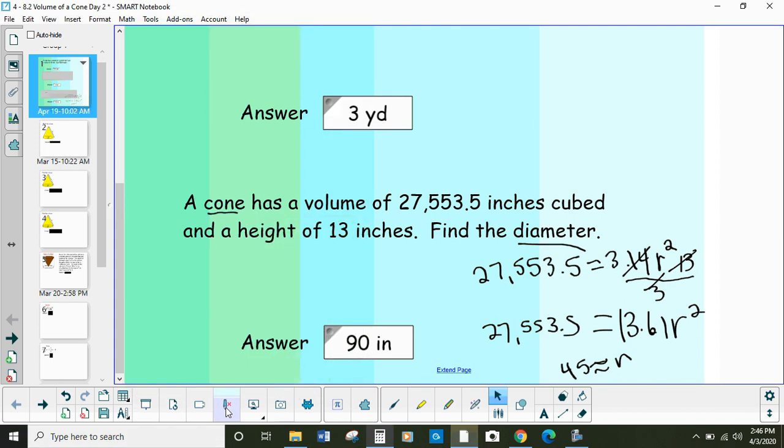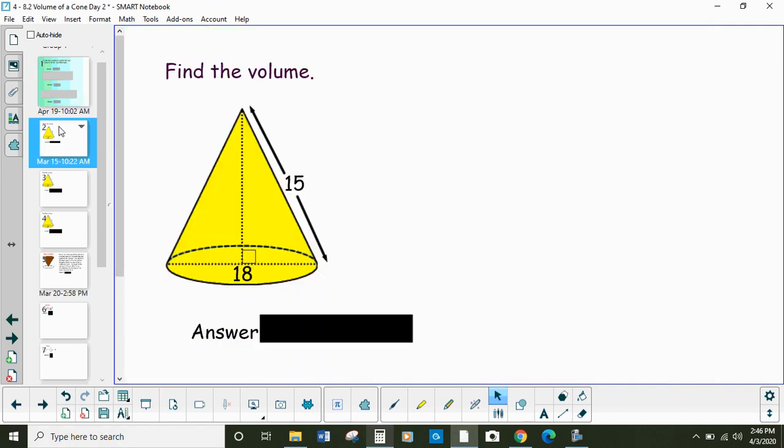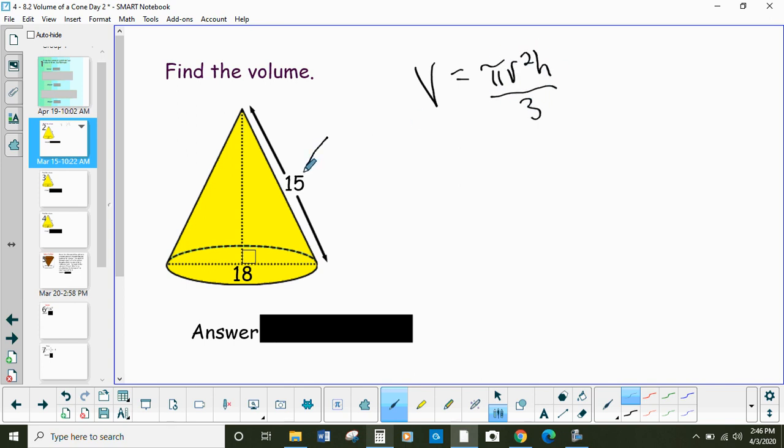Okay, so let's go ahead and look at our next new type of question. Looks like the one that we did a couple days ago, but it's not. This time we have what's called the slant height. The formula for the volume of a cone is pi r squared h all divided by 3. But this is not the height. This is the slant height. It's on the side. This is what you would use for surface area. But we could use that to get our height, our h from the formula.